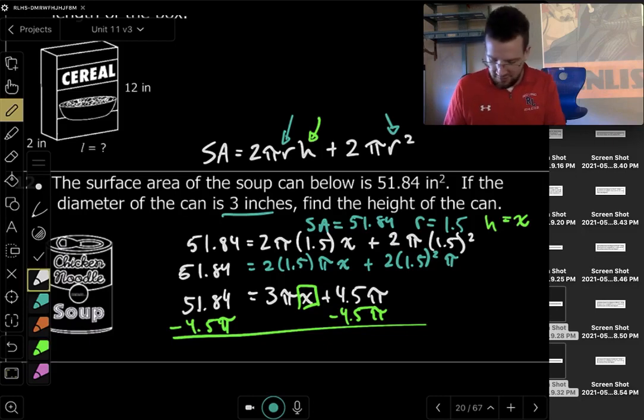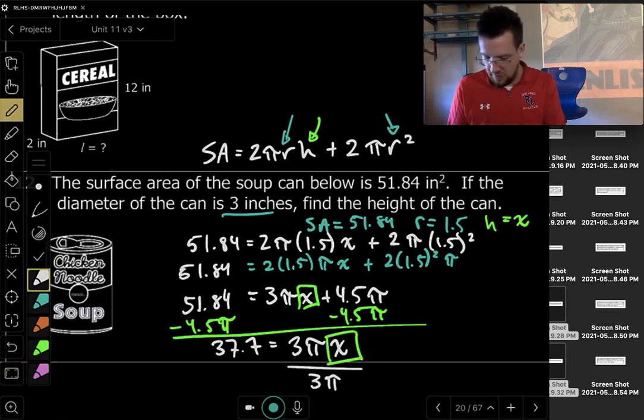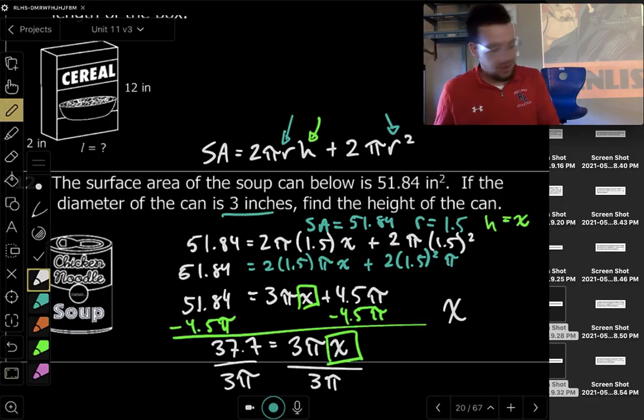I got 37.7. Again, I'm solving for x, so I'm going to divide both sides by 3 pi. And we find our missing value, which is our height, is actually 4.